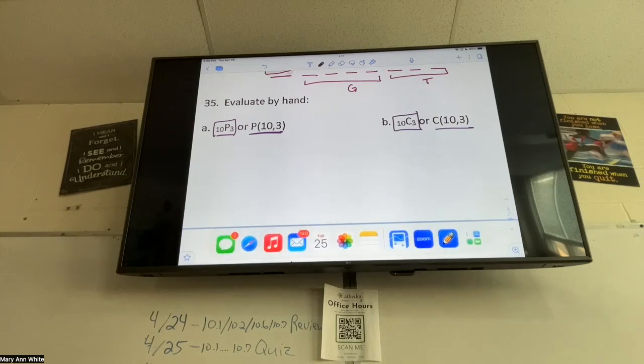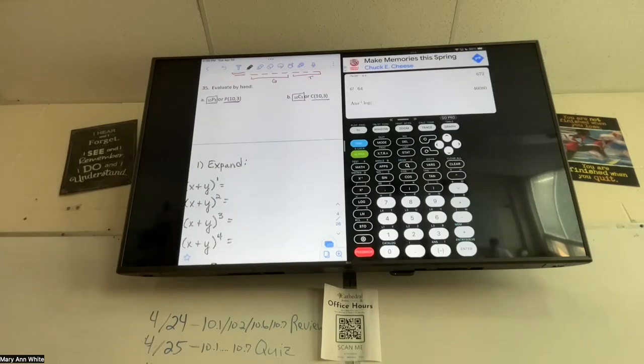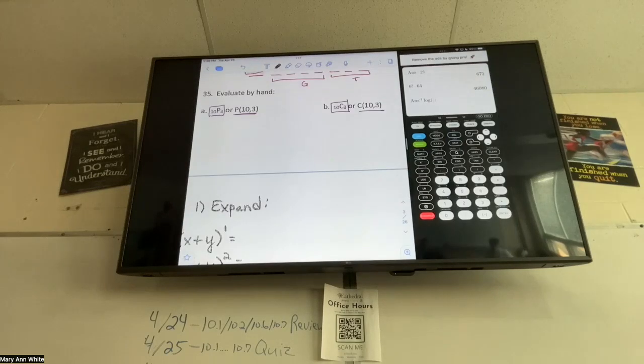Yep, absolutely. I will pull it up. And I believe on your calculator, you're just going to go to your math menu. And then do you see that they've got tabs at the top? The second to last one says PRB, which means probability. And if you go down, number 2 says nPr and number 3 says nCr.